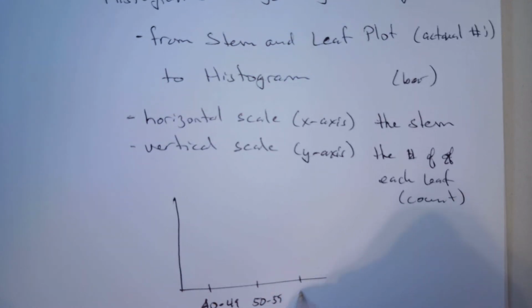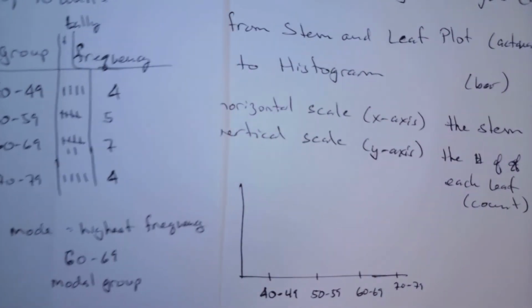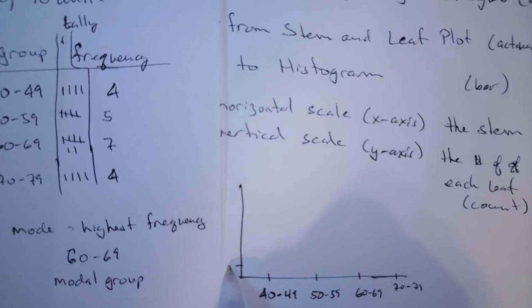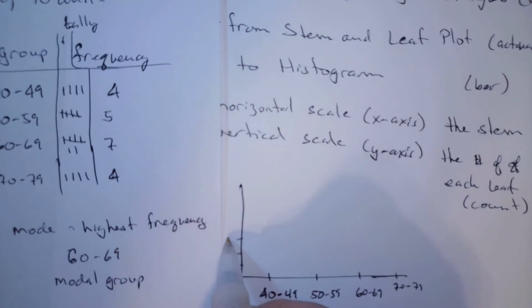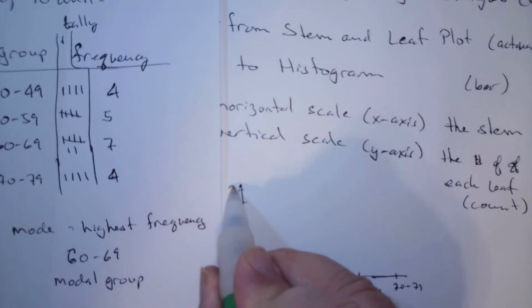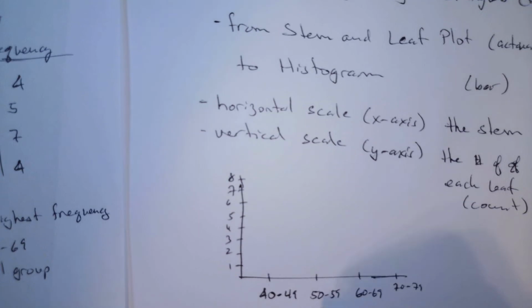To 59, 60 to 69, 70 to 79. So in this one, we have 1, 2, 3, 4, 5, 6, 7, 8. So this is my group. This is the frequency.